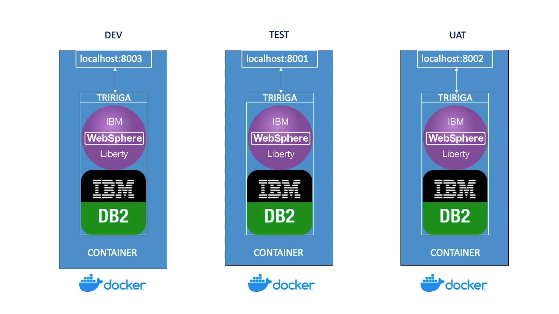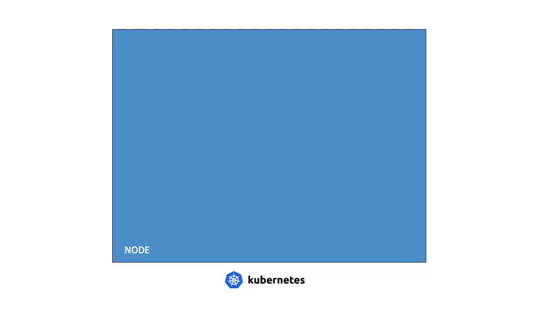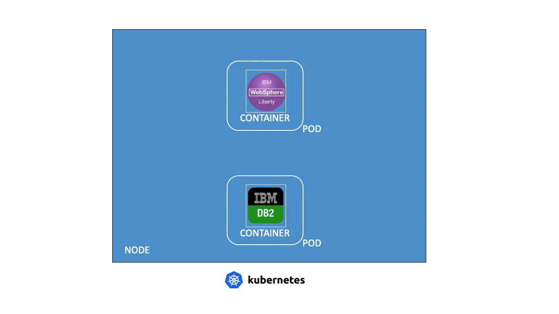In this video, I will show you how we achieve that using Kubernetes. In a Kubernetes node, we have the smallest unit called a pod, and we can install the DB2 database inside the pod. In the same way, we can install the TRIRIGA Liberty application on another pod.